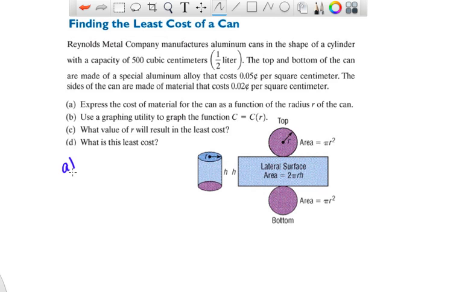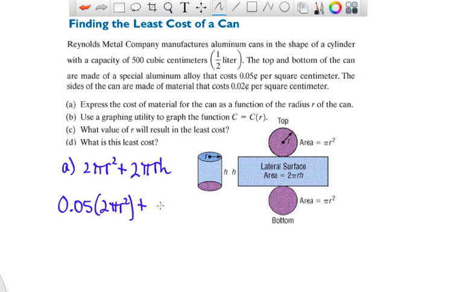So the area is going to be 2 times pi r squared plus 2 pi r h for this thing over here. Well, unfortunately, that's not the total cost. That's a total area. Unfortunately, I still have an h in there, so I've got to deal with that. And I also have to deal with the cost. So the cost is 0.05 cents over here if r is in centimeters. So it will be this times 2 pi r squared.